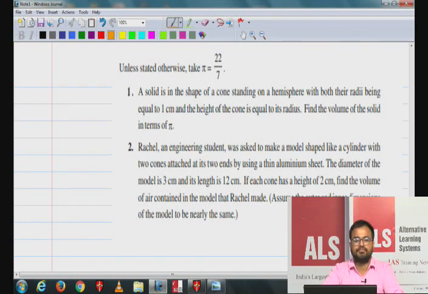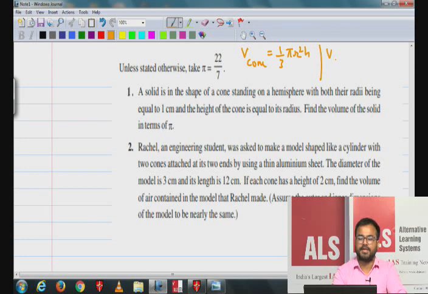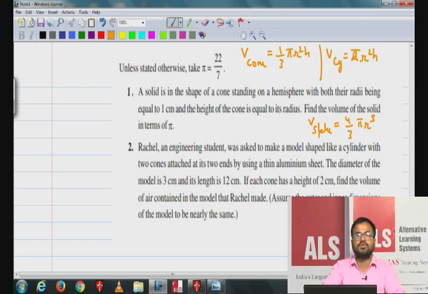Here we have to find the volume. So volume for cone is 1 by 3 pi r square h, and volume for cylinder is pi r square h, and volume for sphere is 4 by 3 pi r cube. These are the three formulas which you are going to use in this one.